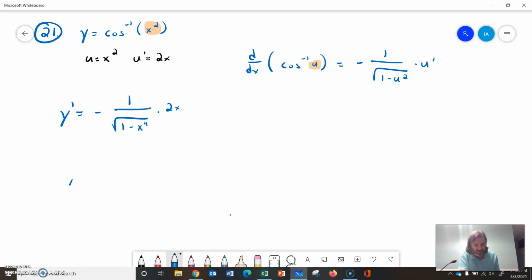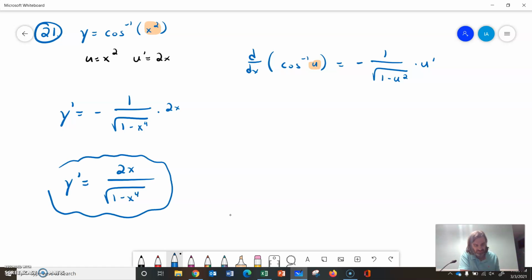prime. So we can simplify this down a little bit. 2x over the square root of 1 minus x to the fourth. Okay? Sorry, I forgot to carry that negative down that was up here. Alright, let's go to our next problem.